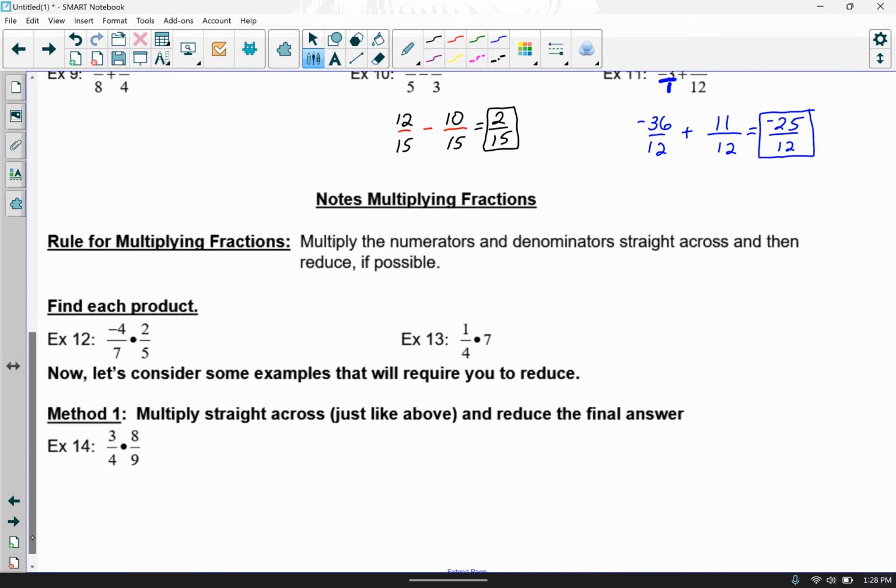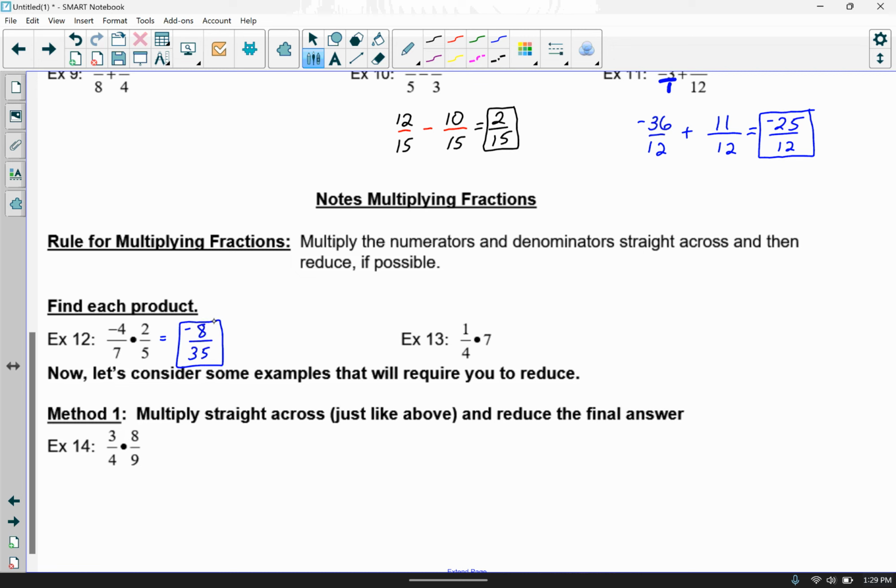All right, so let's move now down into multiplying fractions. When you multiply fractions, you multiply your numerators and denominators straight across and then reduce if possible, okay? So let's look at example 12 here together. So in example 12, you've got your -4/7 times 2/5. I'm going to do just like it said, multiply straight across. So -4 times 2 gives me -8, and on the bottom, 7 times 5, 35. If they had something in common, I would reduce, but 8 and 35 do not. That's my final answer, okay?